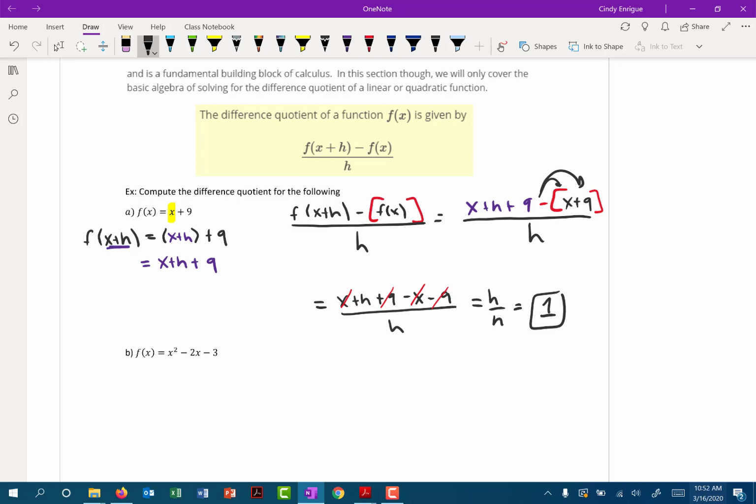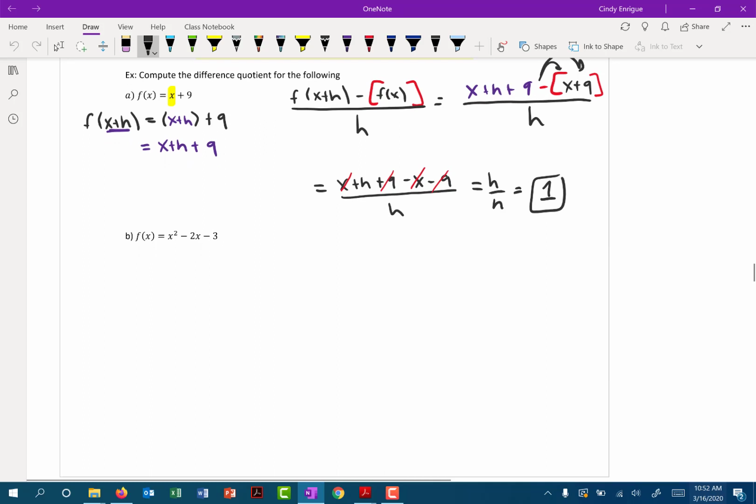Now, x squared minus 2x minus 3. This is going to be a bit more involved because my equation is a little bit bigger, but it's still the same principle. So over to the side, I just like to kind of do my scratch trick over to the side to make it a little bit easier for myself. So I know that I have f of x plus h. That's going to give me x plus h squared minus 2 times x plus h minus 3.